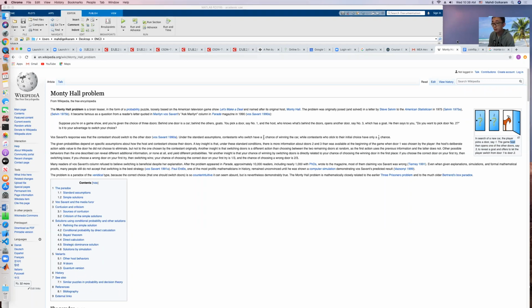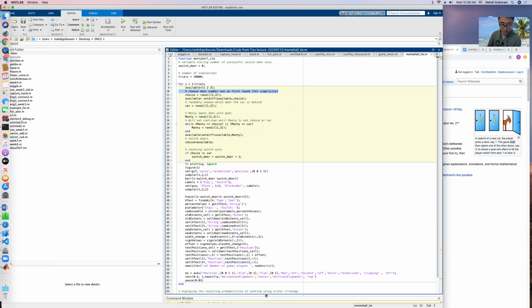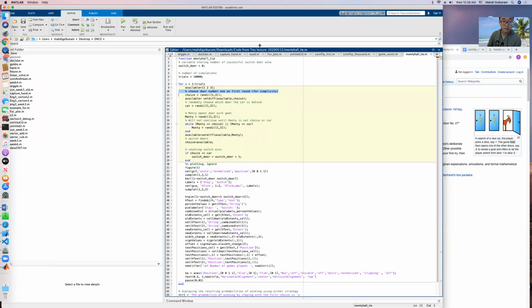I hope you guys understand the question now. Okay, cool. Here we have a function to simulate this kind of game. I think this is kind of complicated, so let me give you guys 5 minutes to understand this code.